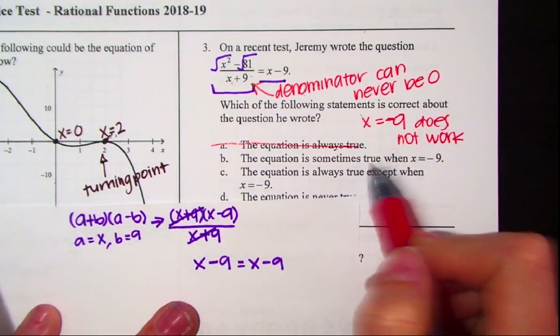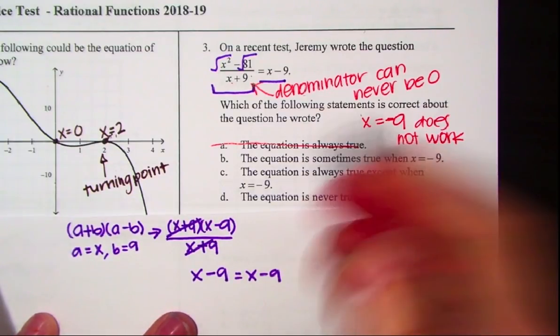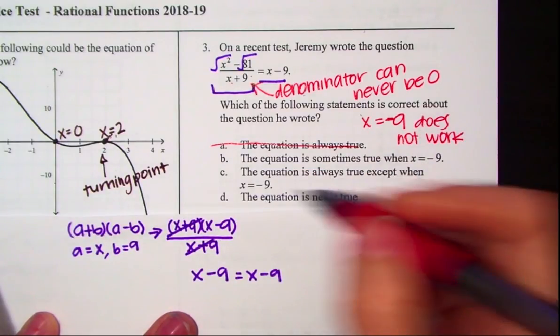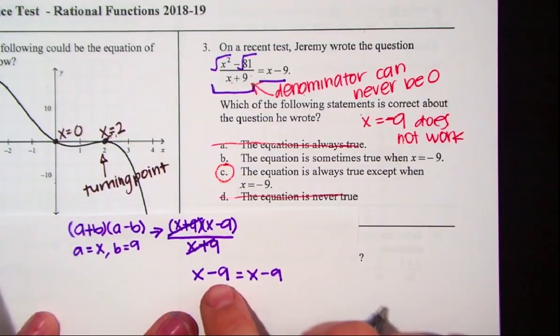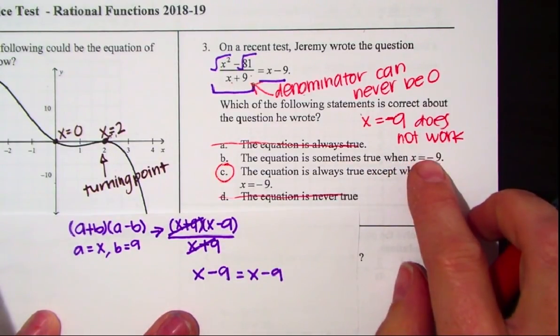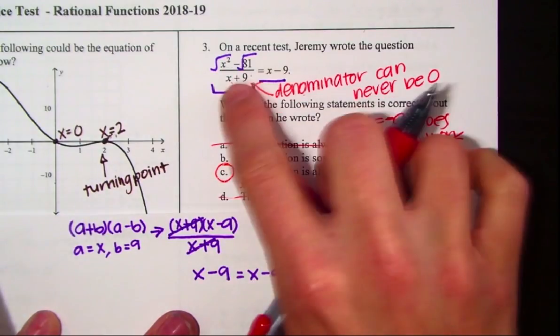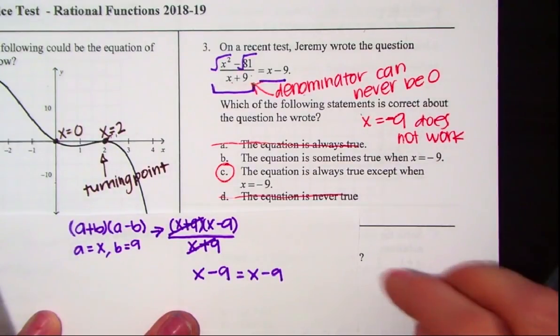It's sometimes true when x equals negative 9, or it's always true except when x equals negative 9. So my answer is C, because it's always going to be true. Yeah, x minus 9 equals x minus 9, with the exception of when x equals negative 9, because x equals negative 9 would give me 0.